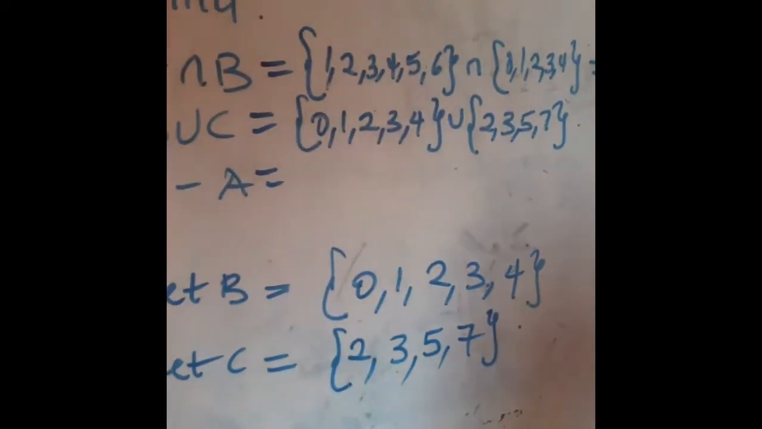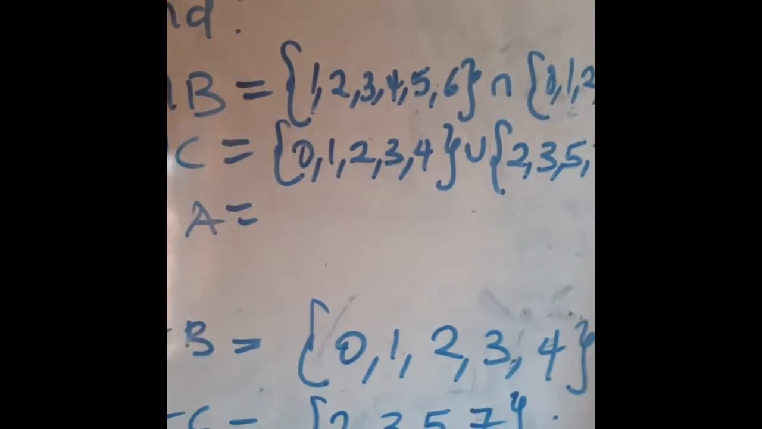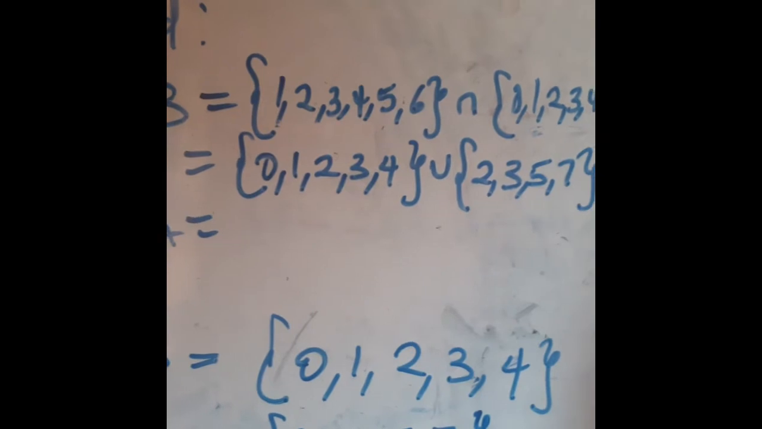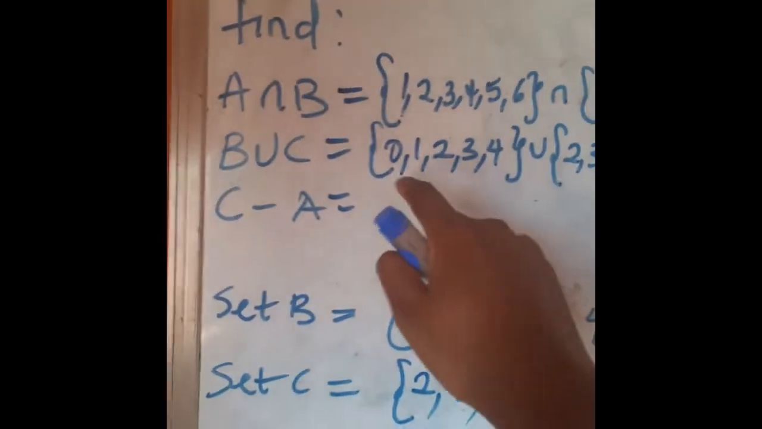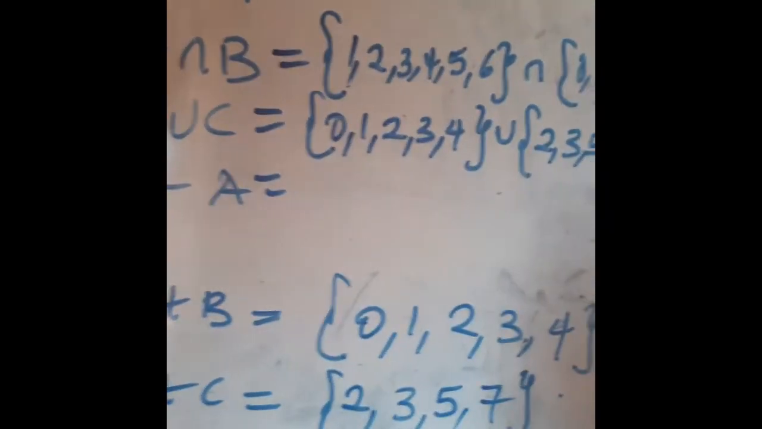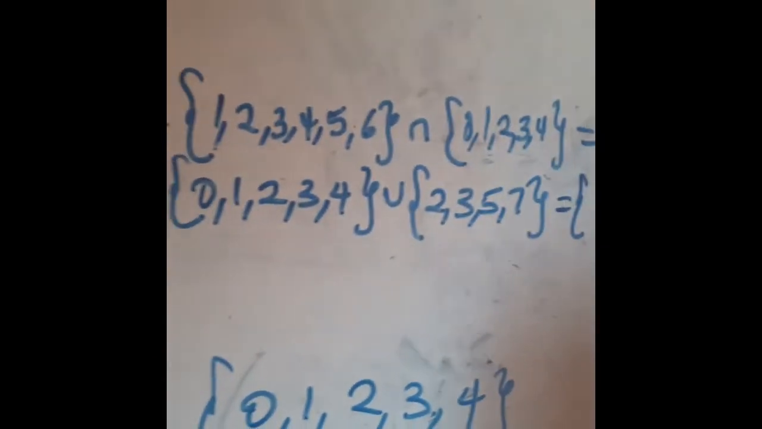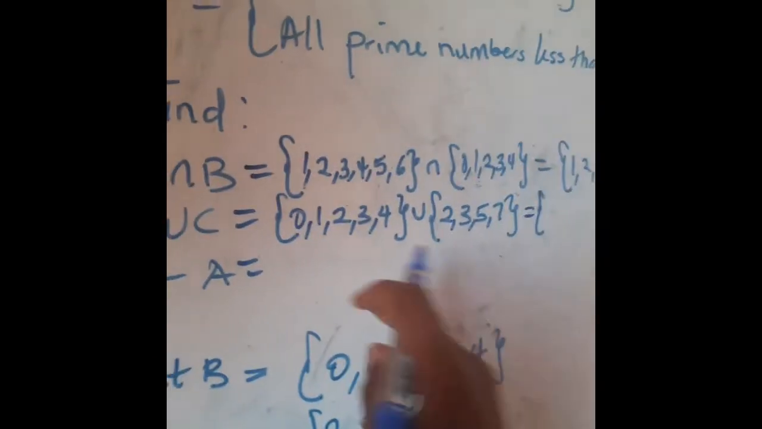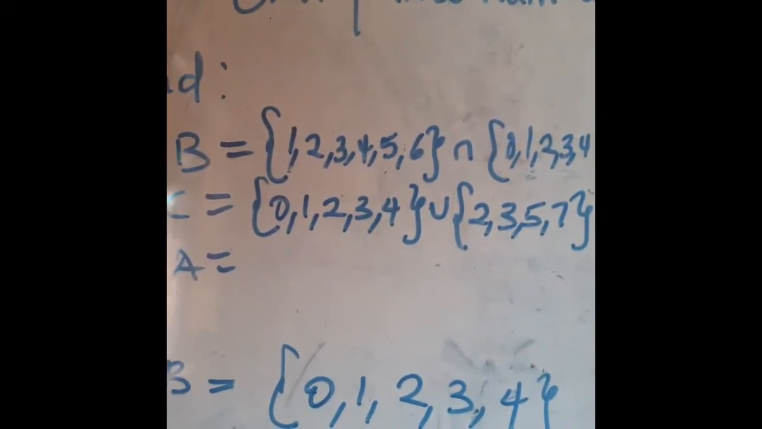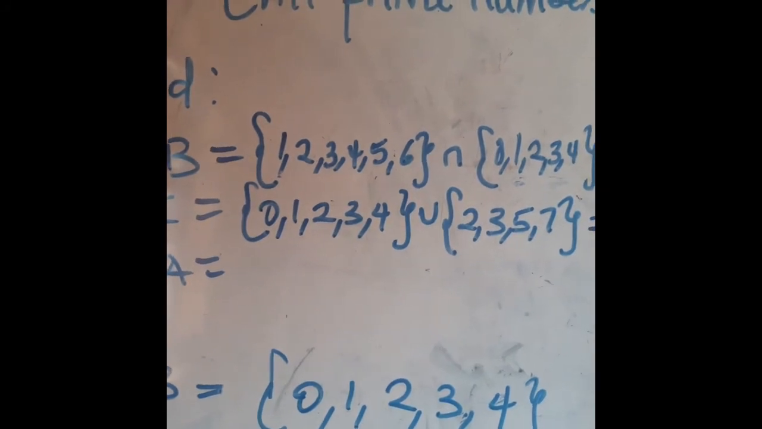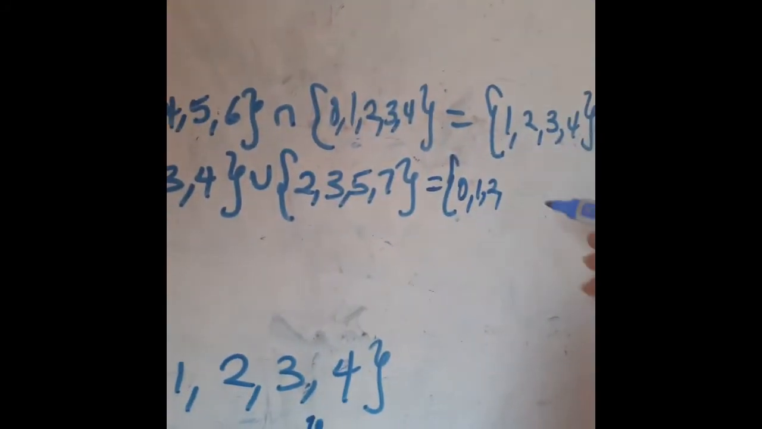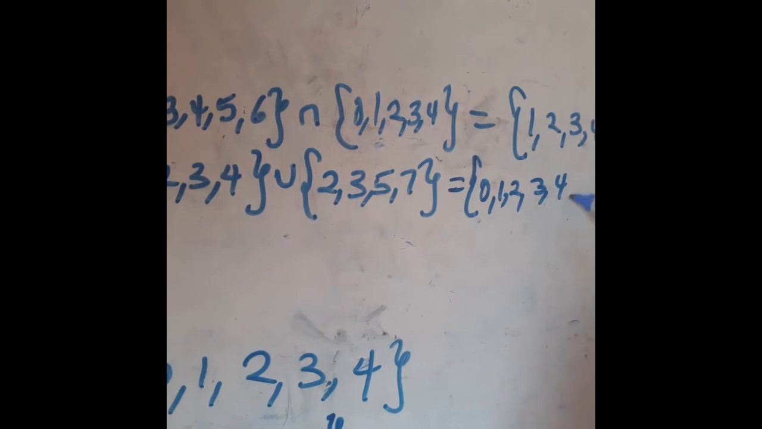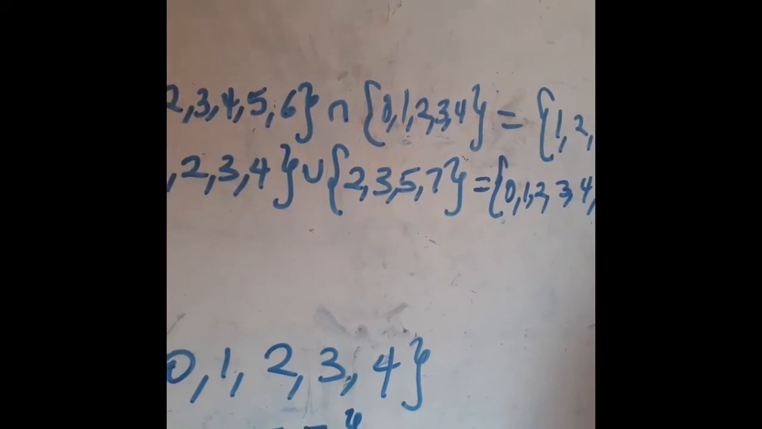So we have listed it out. B union C, I told you, is all the elements in both. We're going to write everything out. That's the meaning of union. It's just like saying the addition of both. So we're going to write it out, which is 0, 1, 2, 3, 4, 5, and 7.